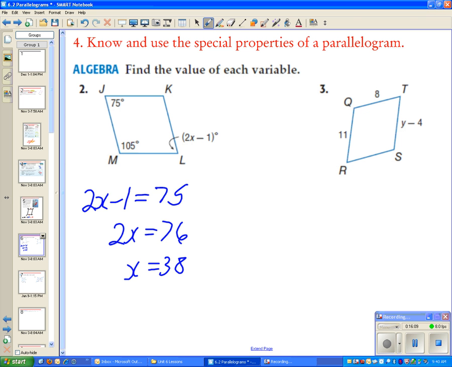Item number 3. This time our variable is in the expression that gives us the length of one of the sides. All right, all we know about the sides is that opposite sides are parallel. Well, that's not really going to help us find the length, is it? But opposite sides are congruent. There's no relationship as far as the length goes between consecutive sides, but opposite sides are congruent. Well, that means y minus 4 has to equal 11. So what does y equal? 15. Everybody still with me?